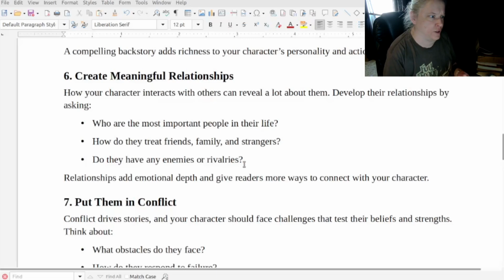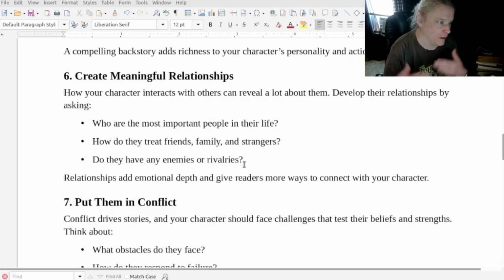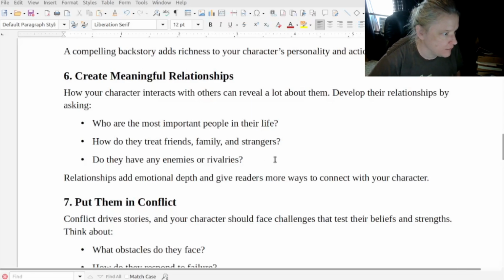So, which relationships are meaningful for your character and which ones are superficial? Who are the most important people in their lives? Who are the least? How do they treat their friends, family, and strangers? Do they have any enemies or rivals? Relationships add emotional depth and give readers more ways to connect with your characters.